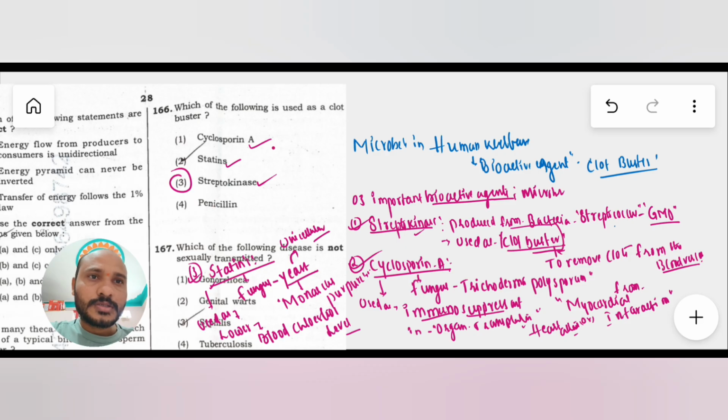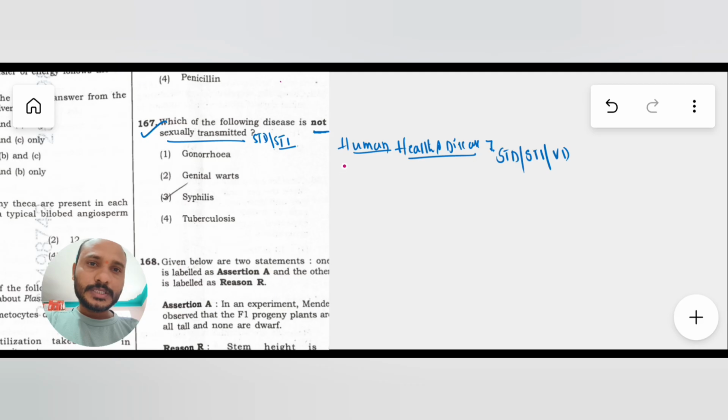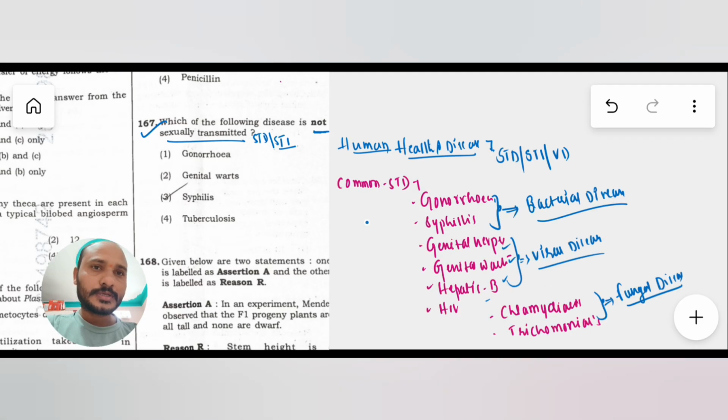Which of the following is not a sexually transmitted disease? There are various common STD diseases like syphilis. The question asks for the one that is not a sexually transmitted disease. Gonorrhea is a sexually transmitted disease, genital warts is also a sexually transmitted disease, syphilis is also a sexually transmitted disease. So the one which is not a sexually transmitted disease is tuberculosis.